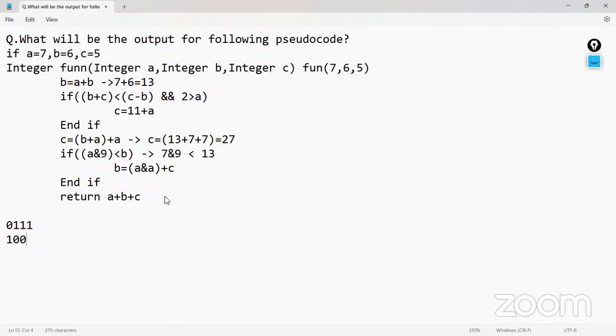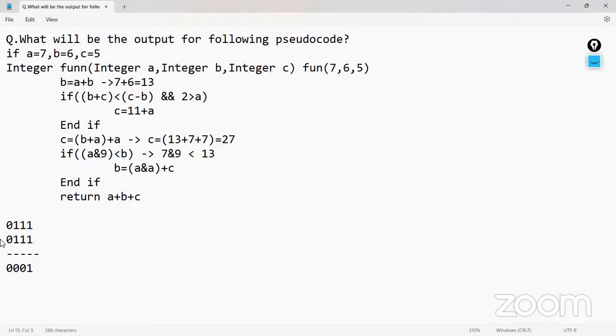Okay, now let us calculate this. That is the AND operation. This becomes 0, this becomes 0, this becomes 0, and this is 1. So the answer is 1, and 1 is less than 13. The condition is true. If it is true, then A and A: the value of A doesn't change, which is 7 itself. So 7 and 7, the answer is 7 only.